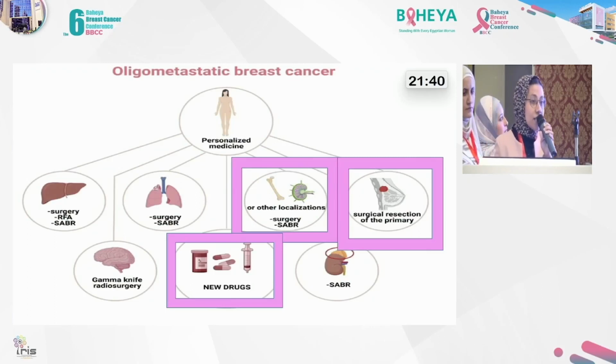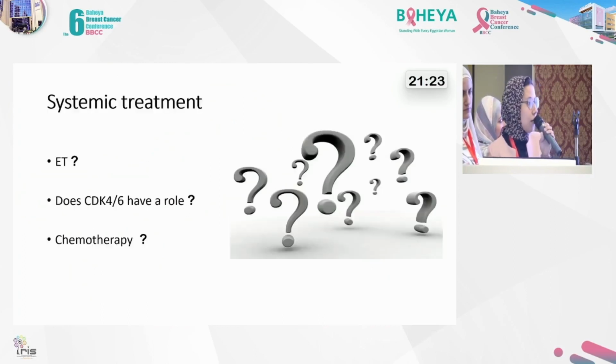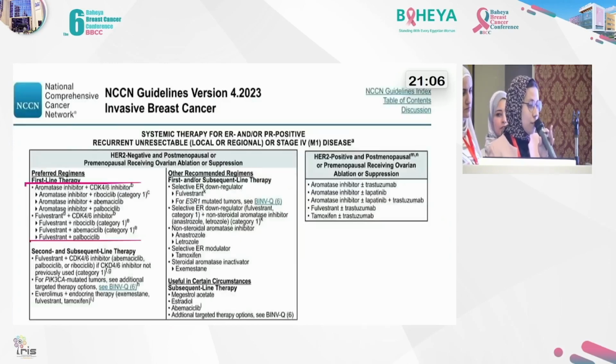So in this case, which is oligometastatic breast cancer to bone, we have systemic treatment with either old or new drugs, local treatment with surgery or ablative radiotherapy, or surgical treatment of the primary lesion. Regarding systemic treatment in such a case, I'm asking what is the most appropriate line of treatment: endocrine treatment alone, do CDK4/6 inhibitors have a role in this case, or chemotherapy?